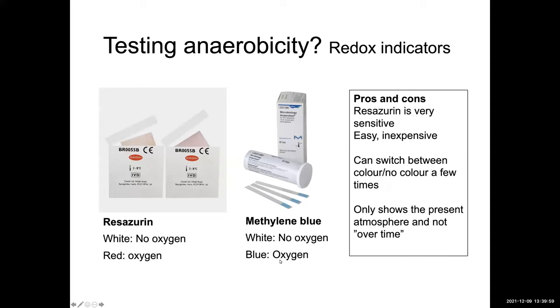So as I've hopefully made clear, it's important that we have anaerobicity to both culture and do susceptibility testing of anaerobic bacteria. And how do we test anaerobicity? Well, you probably all know the redox indicators such as resazurin or methylene blue. A color change to no color will imply that there's no oxygen present in the atmosphere. Especially resazurin is very sensitive, easy to work with, and inexpensive. And it can actually switch color a few times from red to white and back again if the small paper is still moist. However, it will dry out at some point. And of course, it will only show the present atmosphere and not what has happened over time in the atmosphere. So next slide.